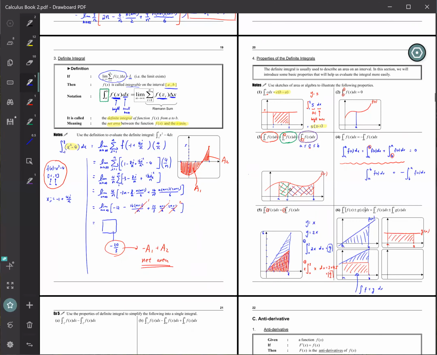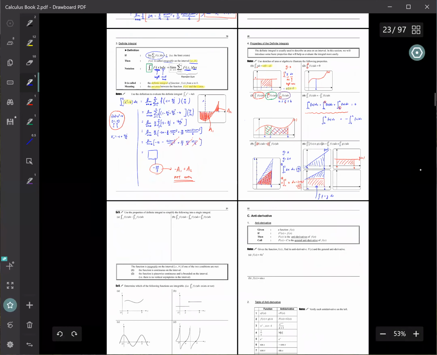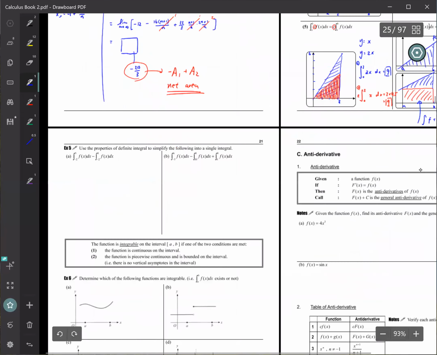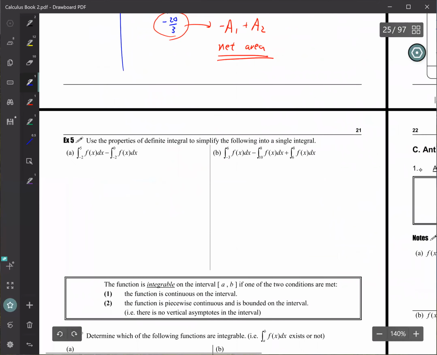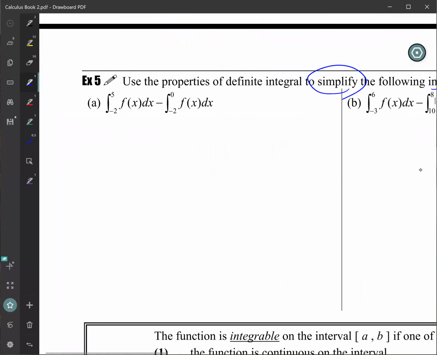Okay, so let's look at what kind of question they will ask using these properties, right? So let's look at the next page. So the first one, right? It tells you to use the properties of definite integrals, right? What we saw just now is called definite integrals. To simplify. Simplify means make it shorter, right? Into a single integral. Single means just one, right? You just want to have one integral sign. So I'll demonstrate one, okay? And then you can think about question B.